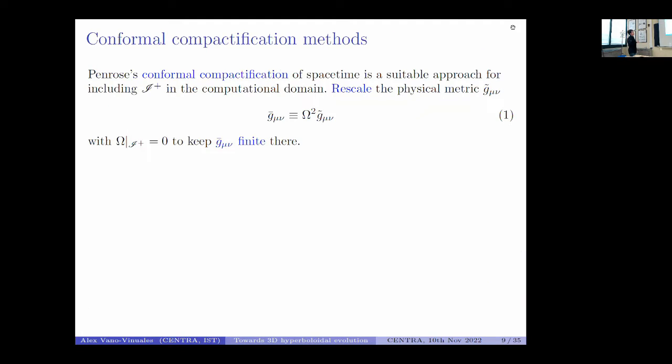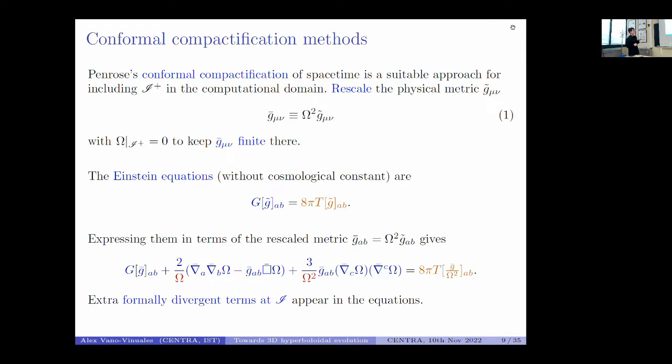So, conformal compactification, based on Penrose's idea, which is the following. Instead of working with our physical metric, which will become infinite at infinity if we compactify our coordinates, we multiply it by a conformal factor, which is chosen in such a way that it goes to 0 at null infinity, so that this rescaled metric is finite everywhere. And now we can express the Einstein equations in terms of this rescaled metric. So everything here is going to be finite.